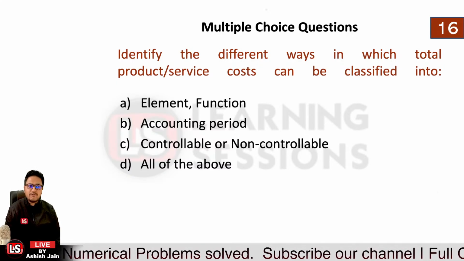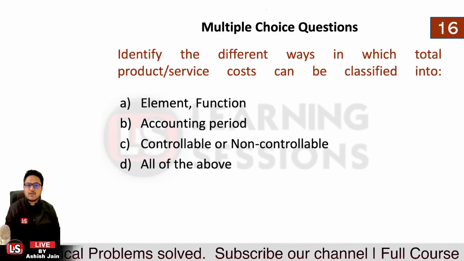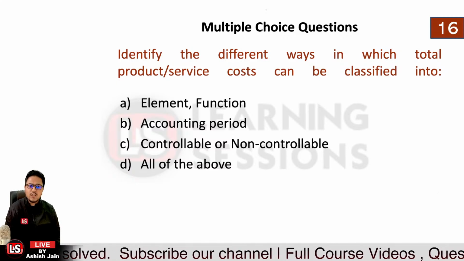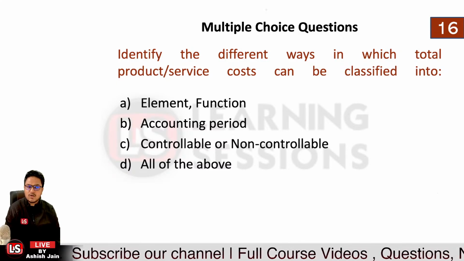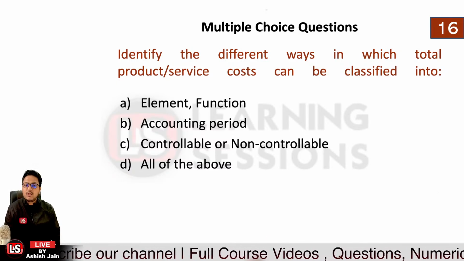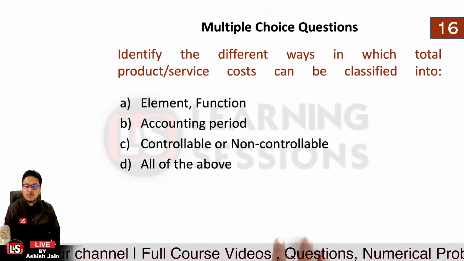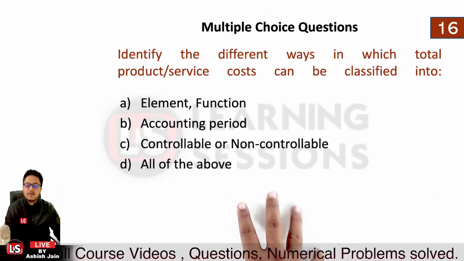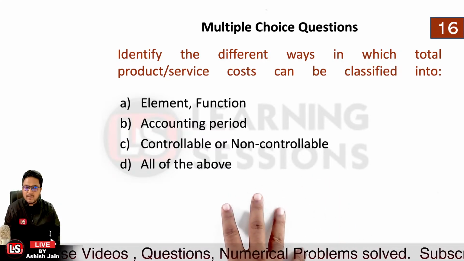So we need to identify the different ways in which the total product or service cost can be classified into element or function cost, accounting period cost, controllable or non-controllable cost. So we can classify them into all. Like there is element cost, with different elements we have learned about. It is also functional based. It is also accounting period based.